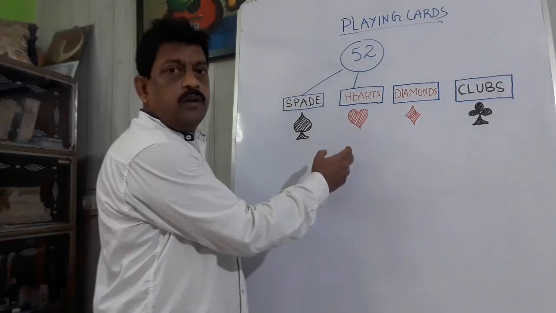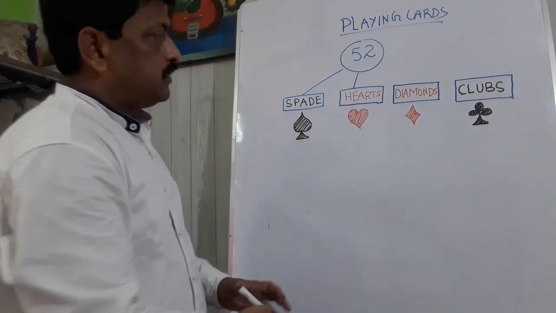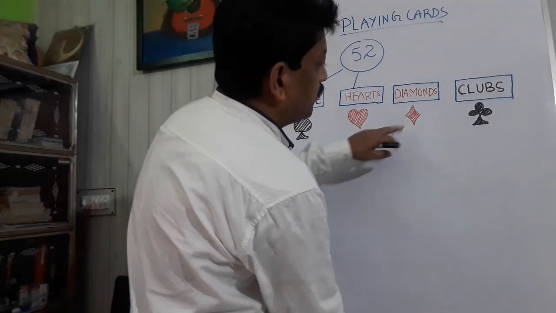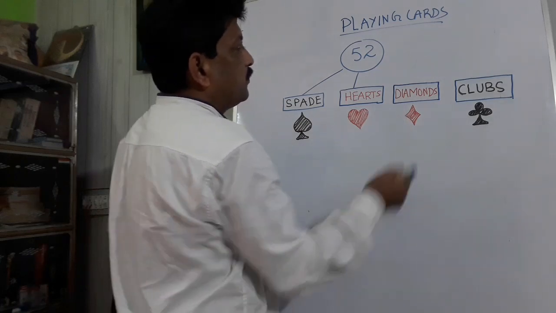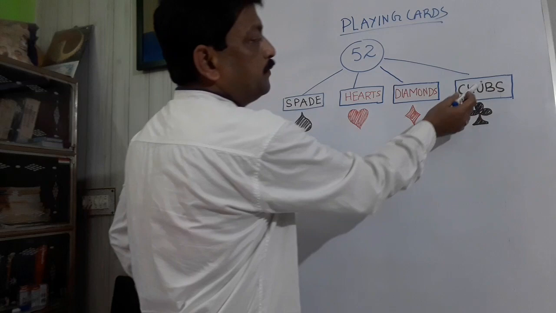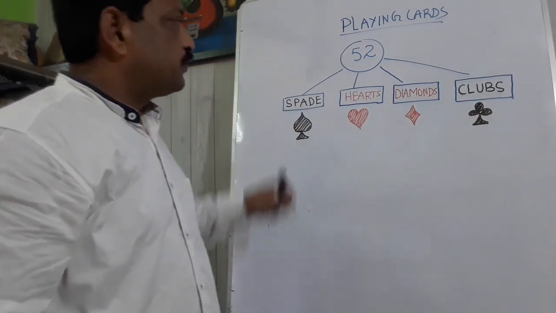The second type is the hearts second suit. It is red in color and the shape is like this. The third suit is diamonds. The shape you can see this. And the fourth one is the clubs, whose picture looks like this. So these are the 4 suits.